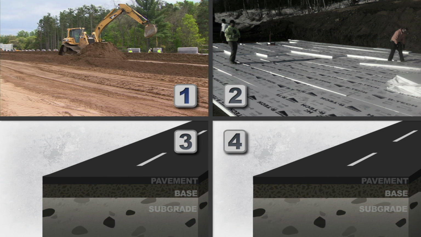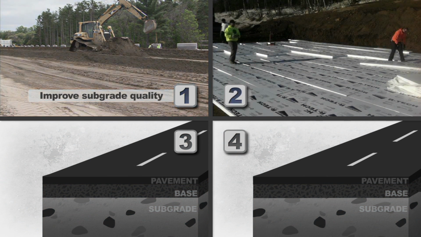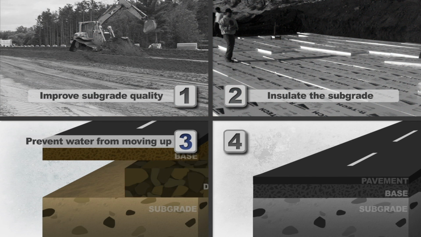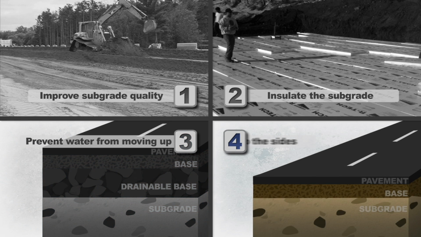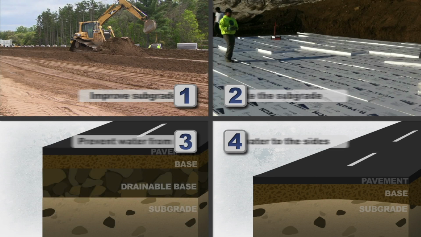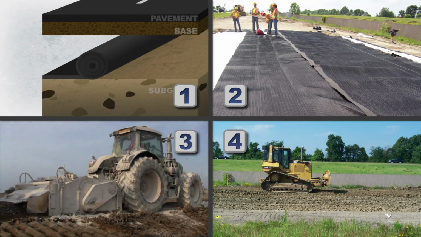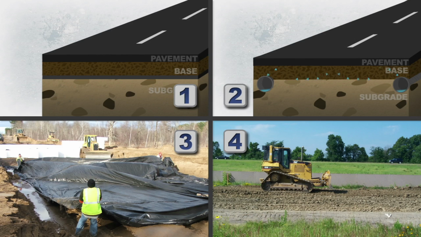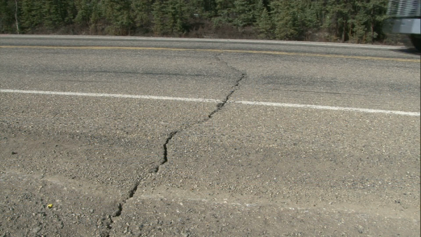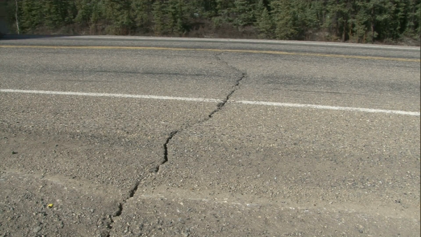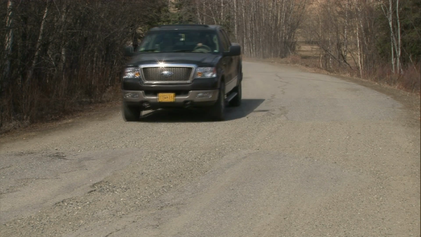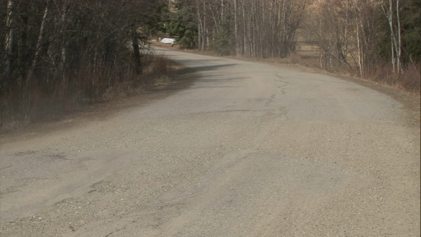That can be done by improving the subgrade soil, insulating a frost-susceptible subgrade, creating a capillary break that prevents water from moving upward, or by moving water to the edges of a pavement structure. And designers can use combinations of these methods to provide extra assurance against frost damage. Given the cost of repairing frost-damaged pavements year after year, the old adage that an ounce of prevention is worth a pound of cure is good advice for pavement designers working in cold climates.